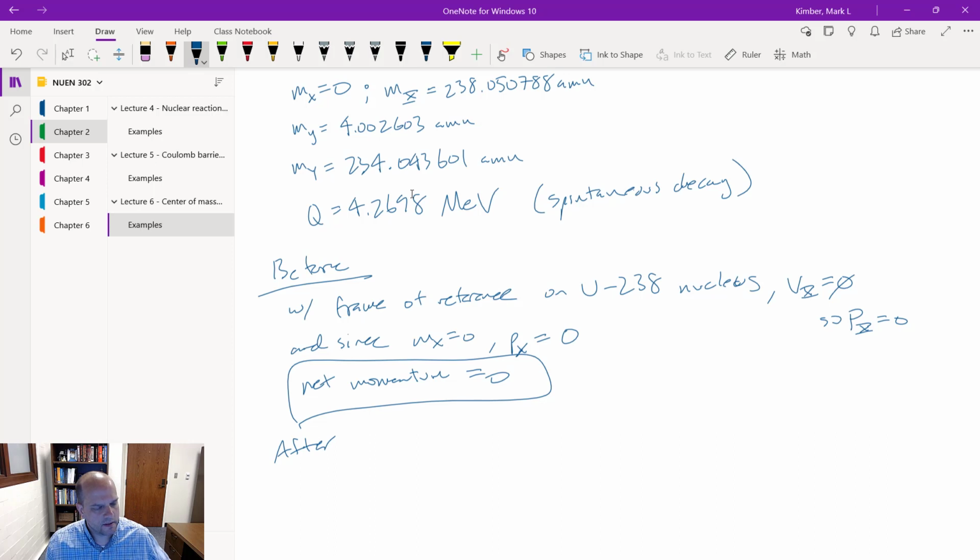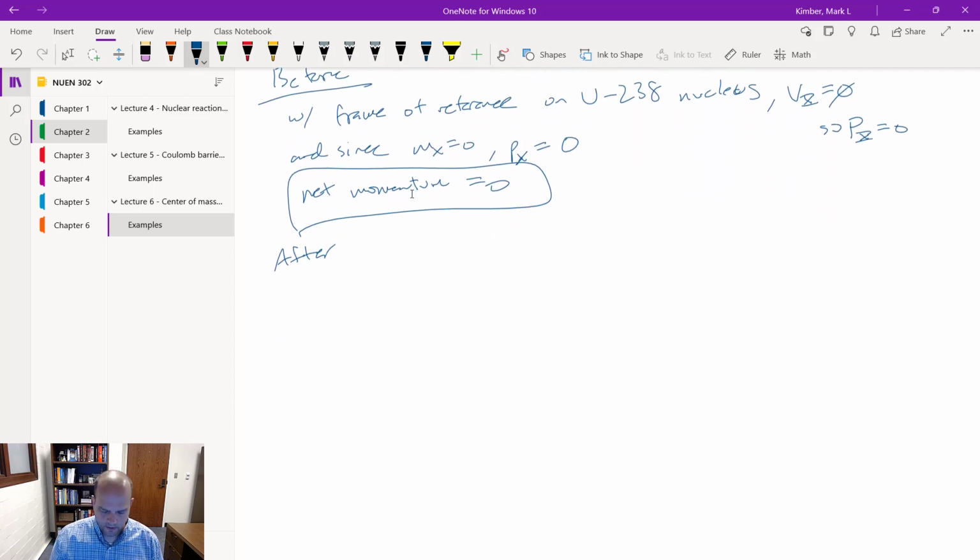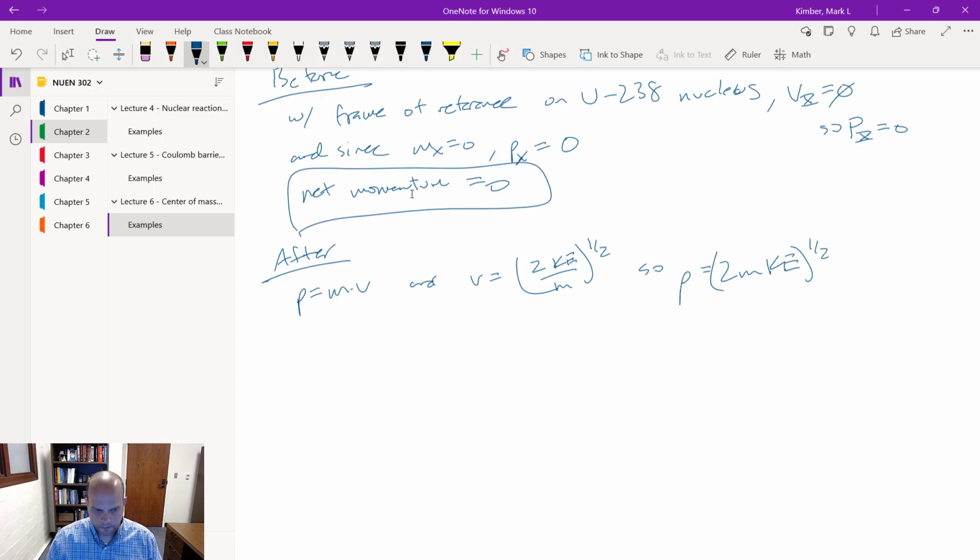So after the event, if I look at the momentum, my momentum is going to be mass times velocity. And I know that velocity, if I relate that to kinetic energy, because most of the time we're talking about things in MeV, and that's in reference to our kinetic energy. Kinetic energy is 1/2 mv squared. So I solve for v in that case, I get the square root of 2 times the kinetic energy divided by the mass. And so my momentum is just going to be the square root of 2 times the mass times the kinetic energy.